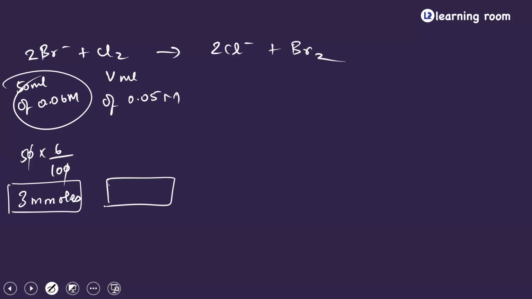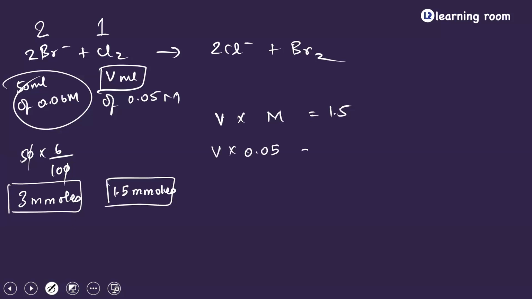Look at the equation and tell me now. 2 Br minus reacts with 1 Cl2, right? For 3 millimoles, 1.5 millimoles. Volume into molarity is equal to 1.5, correct? Do you understand? Now volume I do not know. Molarity 0.05 equal to 1.5. This is 3 by 2. V is equal to 3 by 2 into 1 by 0.05, which is 100 by 5. Correct?